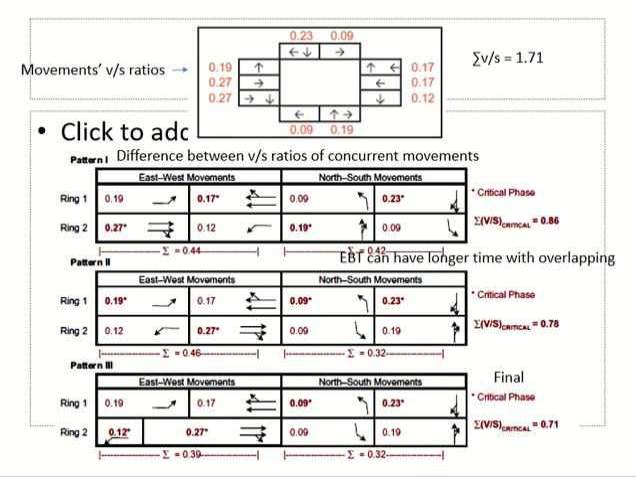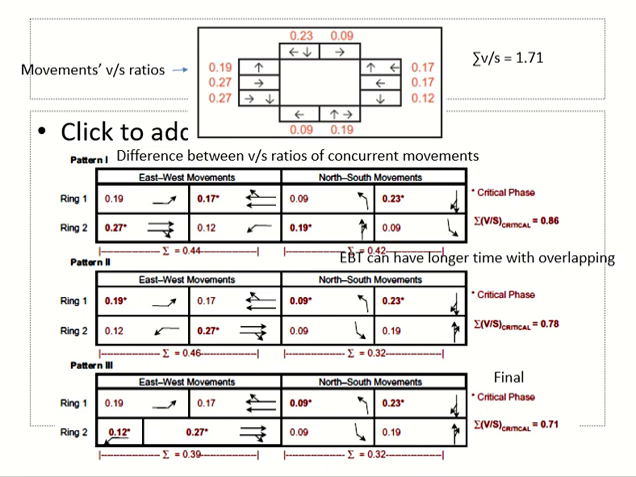Okay, the same thing happens here. This one is 0.09, this one 0.19. You are designing according to this one, so this one will have extra time for nothing. When we are talking about overlapping the movements, the more preferable approach is to overlap those movements which have closer v/s ratios.